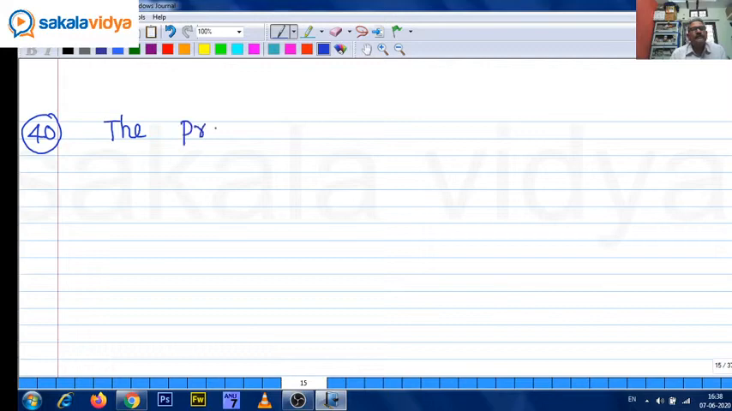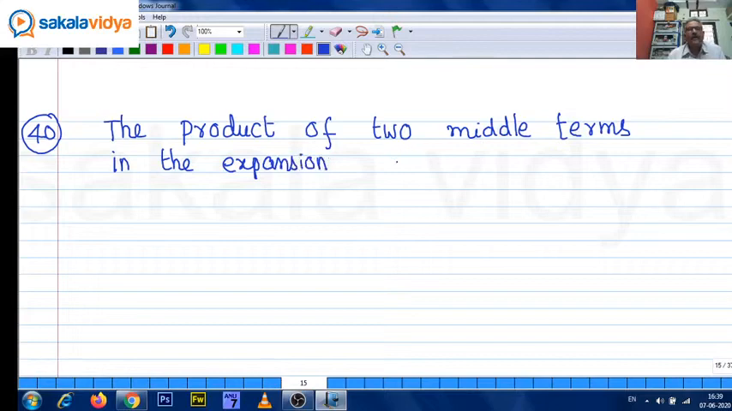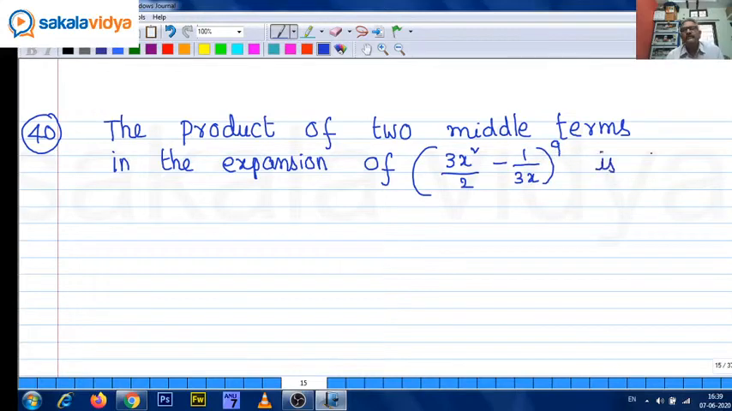The product of two middle terms in the expansion of (3x²/2 − 1/(3x))^9 is the product of the two middle terms. Okay.